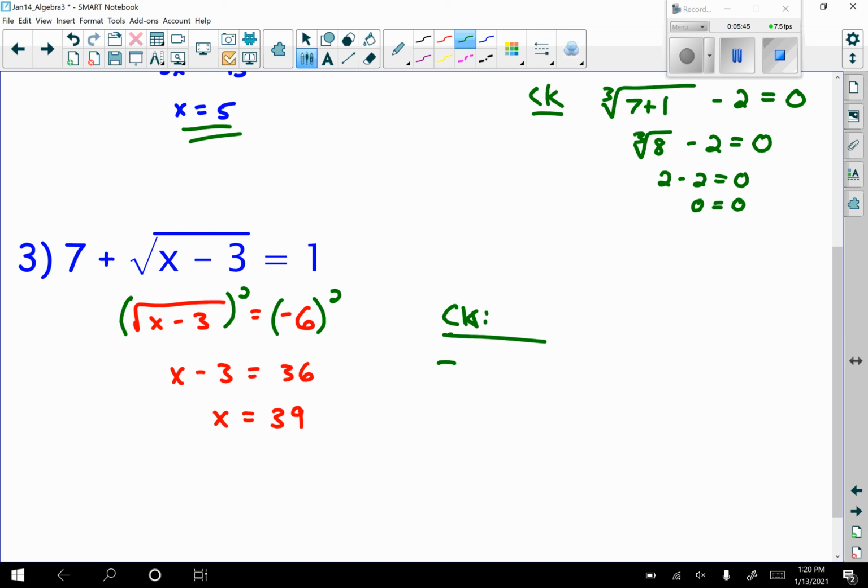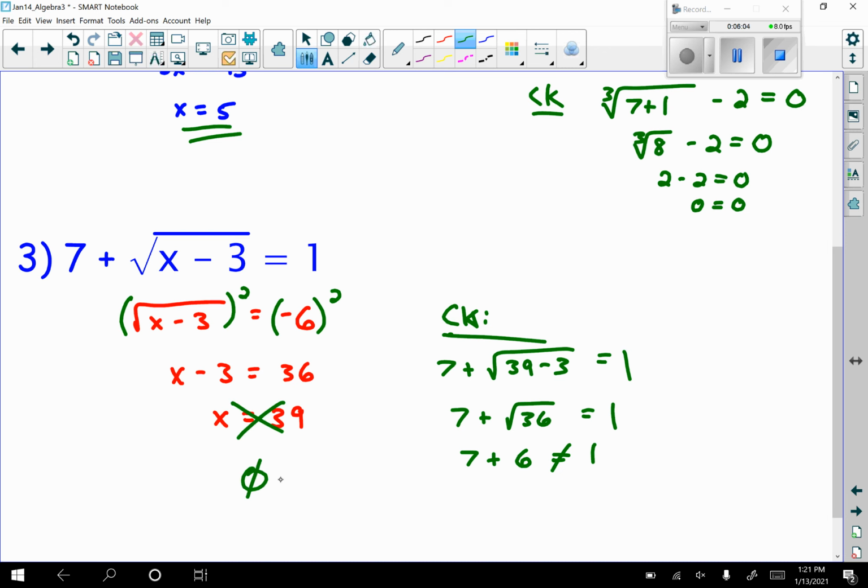Because now I'm going to take 7 plus the square root of 39 minus 3. I want to see if that is equal to 1. So I get 7 plus the square root of 36 is equal to 1. This gives me 7 plus 6. Clearly that is not equal to 1. So even though I got an answer, it did not satisfy our equation. So we would say no solution.